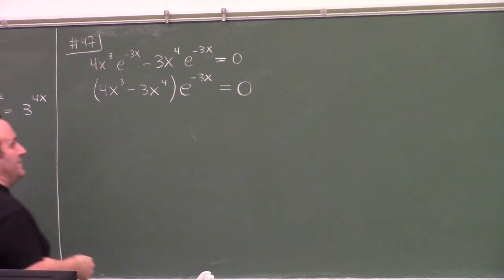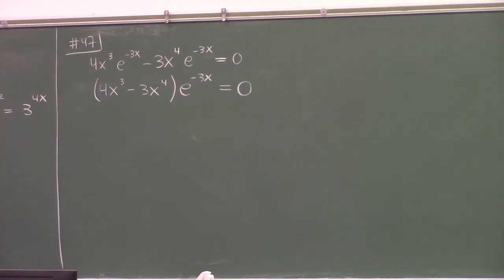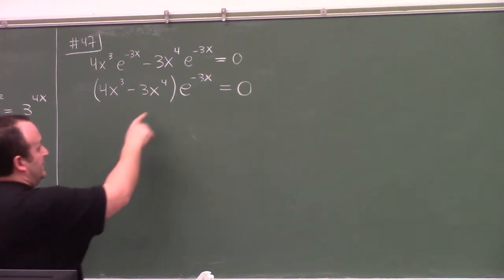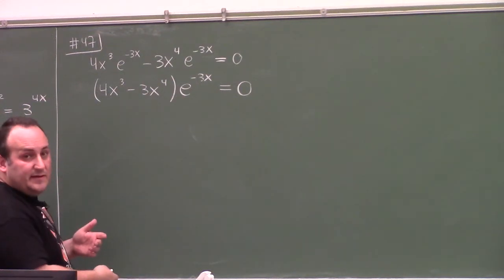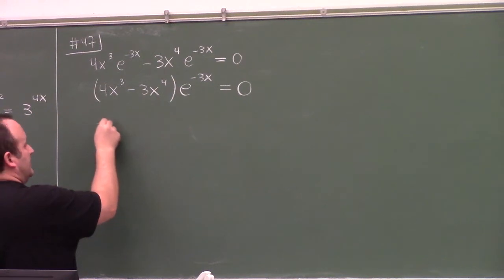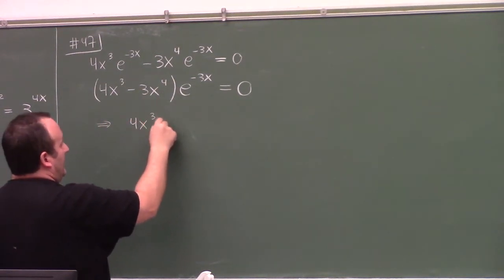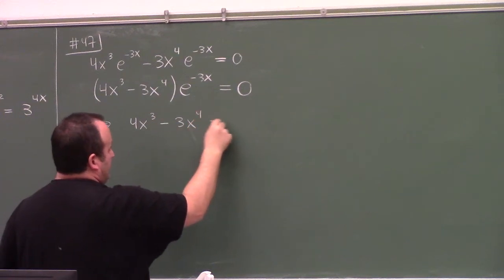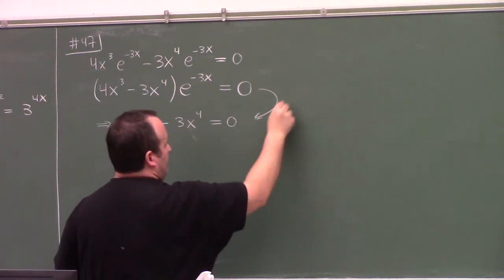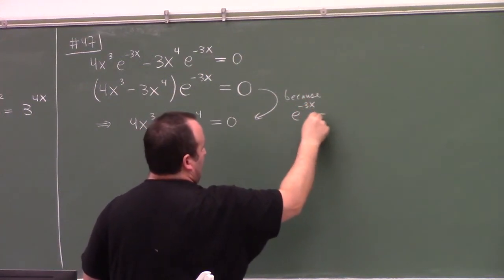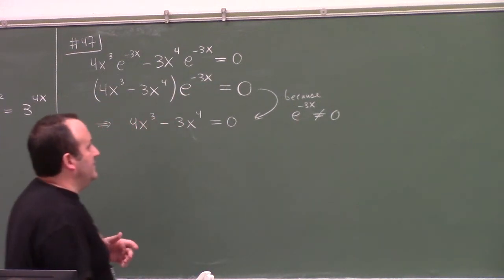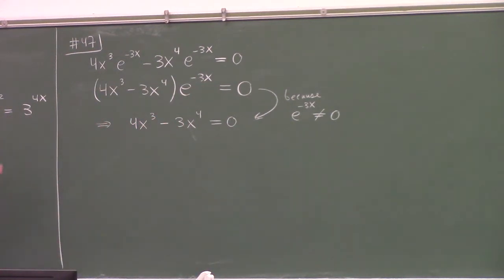So the point is I can factor out e to the minus 3x, right? It's important that it's on both terms so I can factor it out, because that's what allows me to make the cancellation that Jared was just encouraging me to do. So divide by e to the minus 3x or multiply by e to the 3x, and this implies that 4x cubed minus 3x to the fourth equals 0. One way to argue this is because e to the minus 3x is not equal to 0. If e to the minus 3x is not equal to 0, that implies that whatever's multiplying it must be the thing which gives us 0, right?